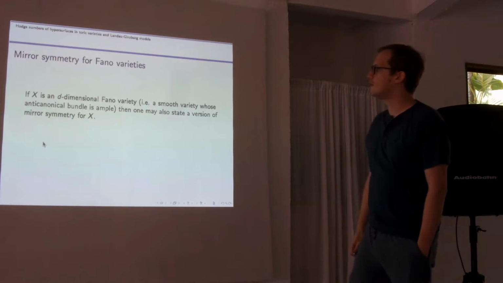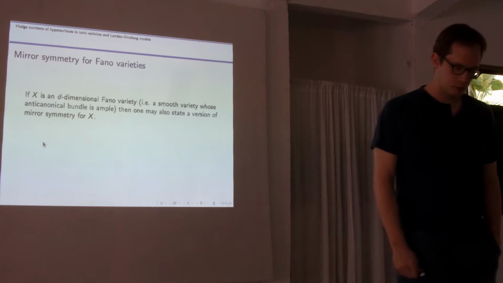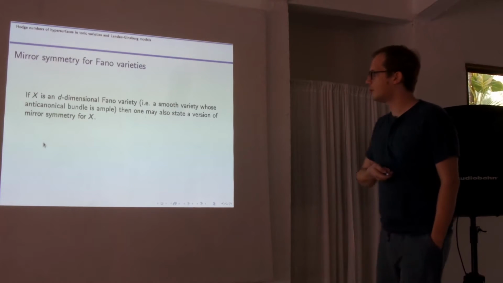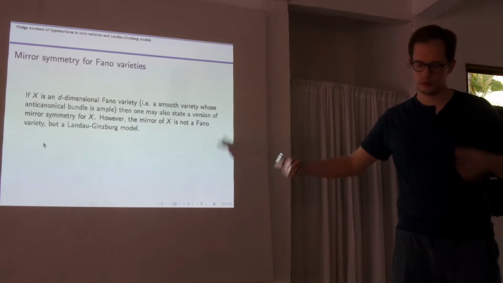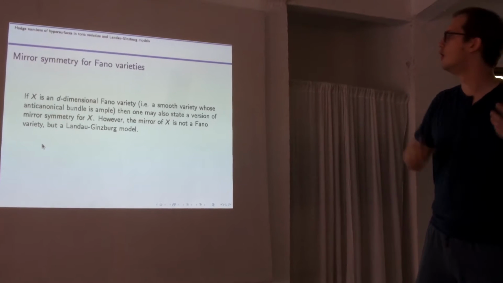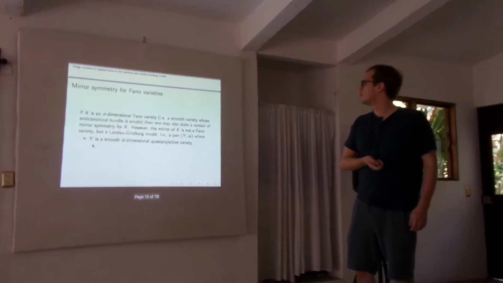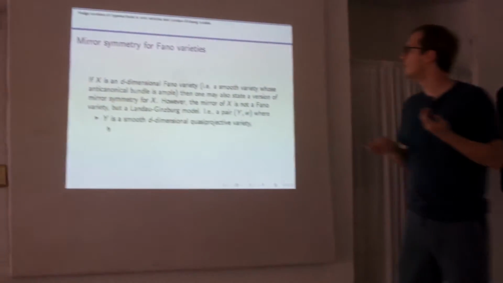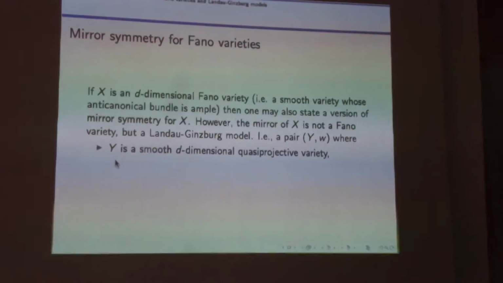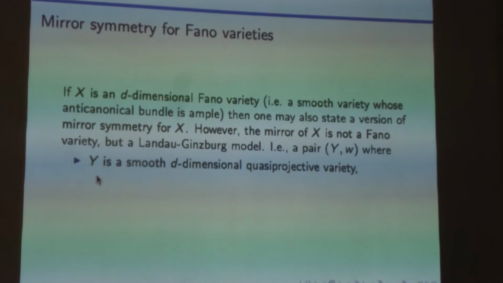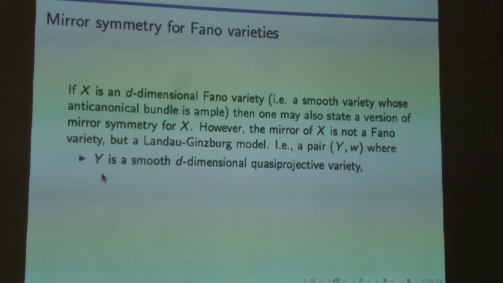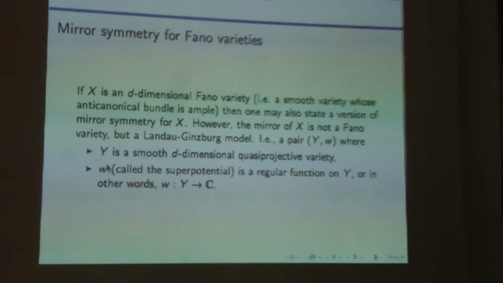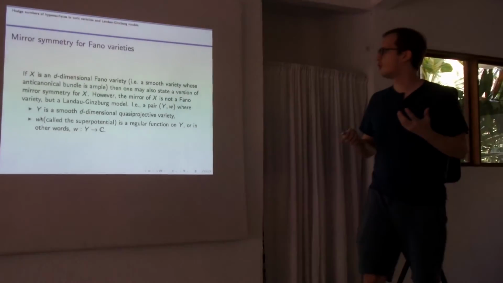But for Fano varieties, the situation is slightly different. There is a form of mirror symmetry for these, but instead of replacing X with a Fano variety, you replace it with a Landau-Ginzburg model in the mirror. So what is this thing? It is a pair: a variety Y and a map W, where Y is a smooth d-dimensional, in my sense quasi-projective, variety. In general it doesn't have to be quasi-projective. There is a map W on it called a superpotential, which is just a regular function on Y.